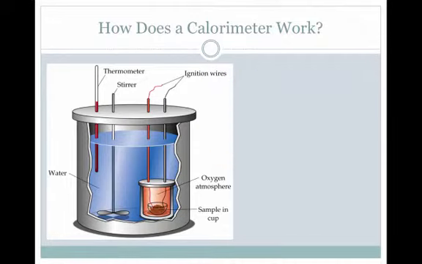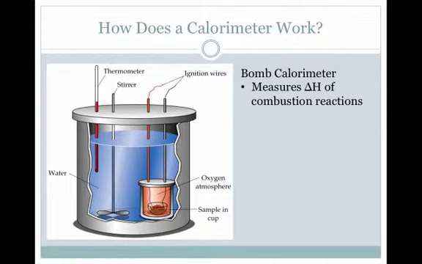Alright, now you should have a sketch of this thing drawn in your notes. It doesn't have to be pretty, it just has to have all the pieces present with the appropriate labels. The first thing I'll point out is that this is a particular type of calorimeter known as a bomb calorimeter. And this one is specifically designed to measure the delta H values of combustion reactions.